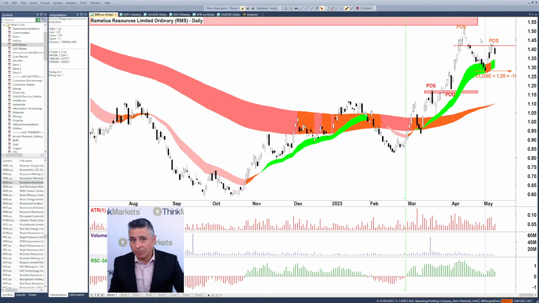Is it a buy? No, because the POSs are concerning me. Okay, the falling POSs are concerning me. But we'll give it the benefit of the doubt for the time being.